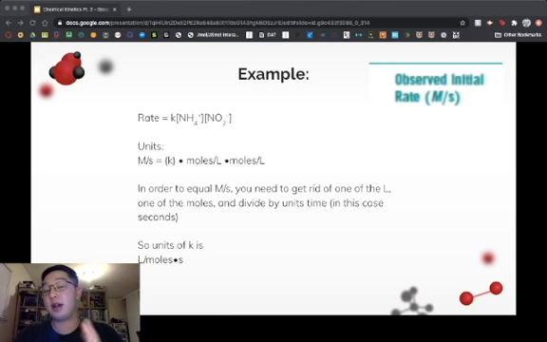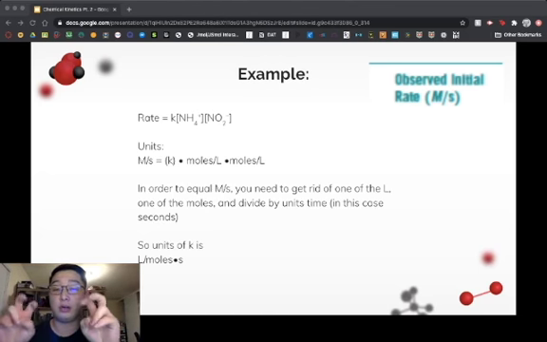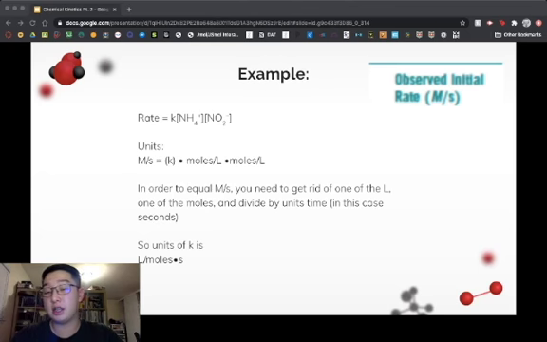Basically, you have to find the units of K so that it equals molarity per second. You need to get rid of one of the liters, and then one of the moles. I expanded it out under what I wrote, and it's basically just what the units of each of the things above in the rate law are. So the units of K is liters per mole times seconds.